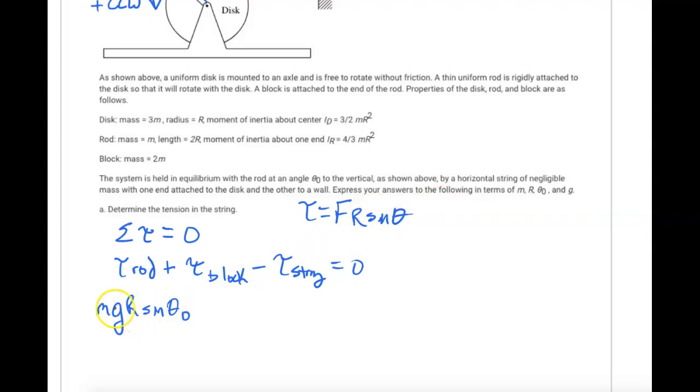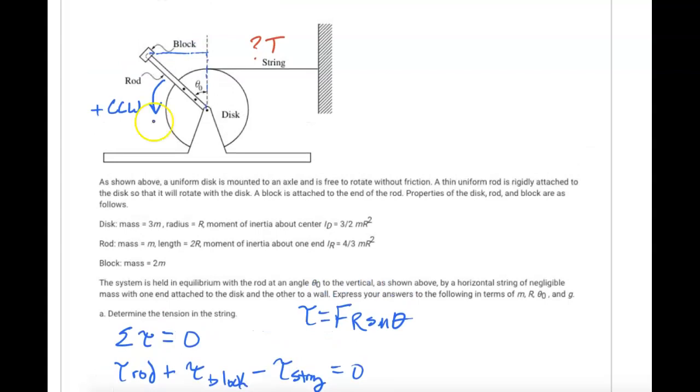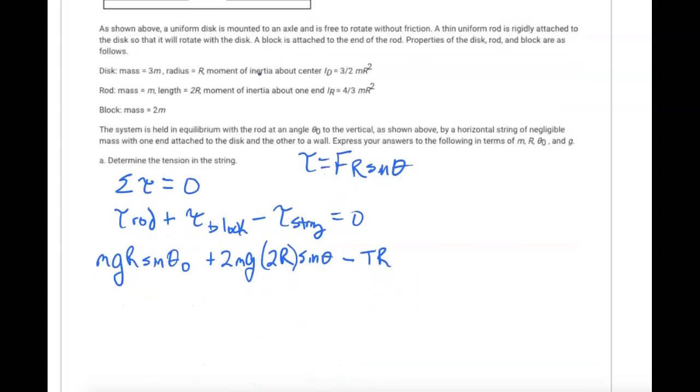So now we've got mgr sine of the angle, plus, for the block, which has a mass of 2m, 2mg, and it is at twice the radius. So the block is at twice the radius of the rod, and then we have to do sine of the angle again. Then we subtract from that the tension, which is the force, times r, and because this is at a 90-degree angle to the line of action, we don't need to put in sine of the angle, so this is equal to 0.